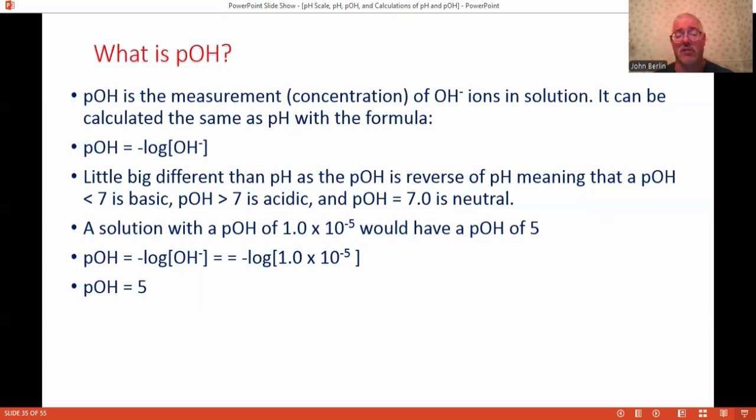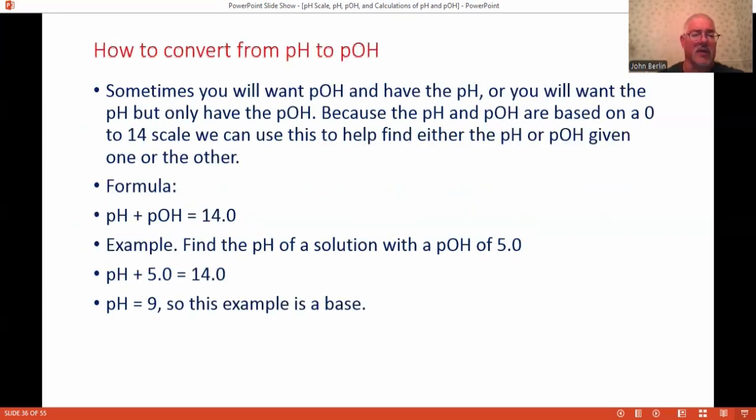A pOH of 7.0 is neutral. And a pOH greater than 7 is actually what we call acidic. So it's kind of reversed from our pH, where anything lower than 7 was acidic and anything greater than 7 was considered basic. But like I said, you calculate the exact same way. Instead of using the concentration of the hydrogen ions, you use the concentration of the hydroxide ions. So do pay attention to this, because that's going to be on the lab we're doing today.